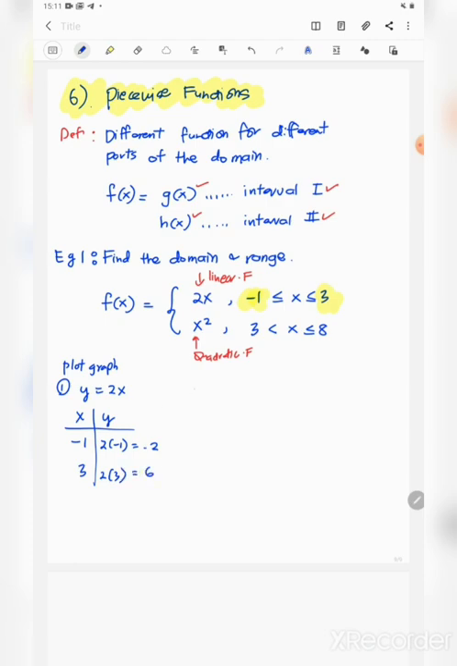This is number 1. Number 2, y equal to x square. The step is the same. Put the numbers in.